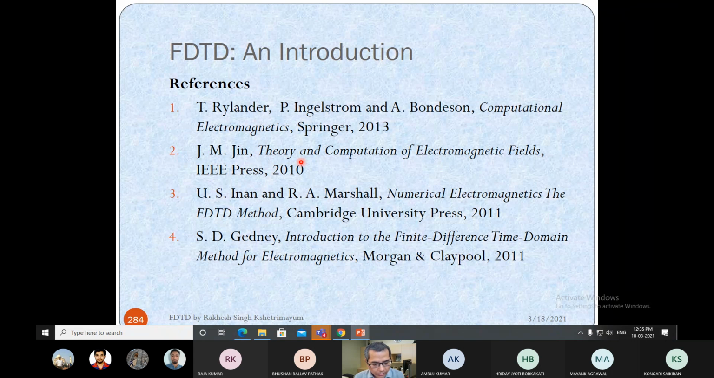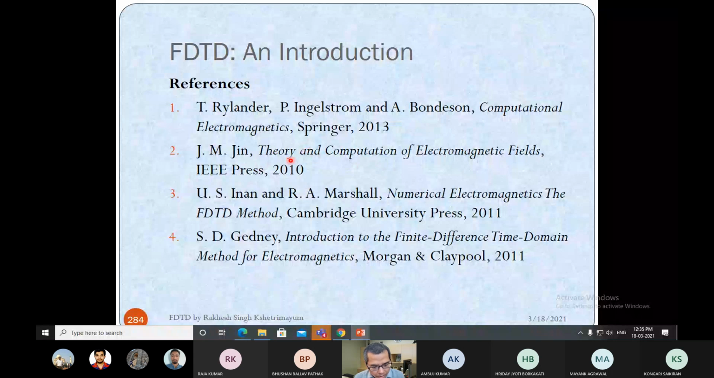This is, I think, a very well written book published by Wiley IEEE Press. So it's a classic book on the EM theory as well as computational electromagnetics. It has discussed EM theory as well as computational electromagnetics. It has discussed mostly the advanced EM theory. So this is a very good book.